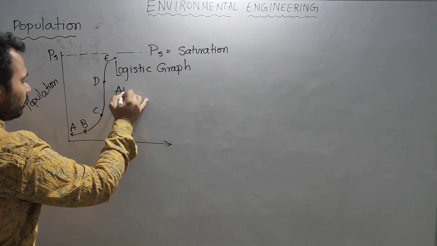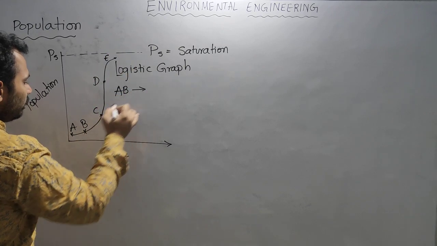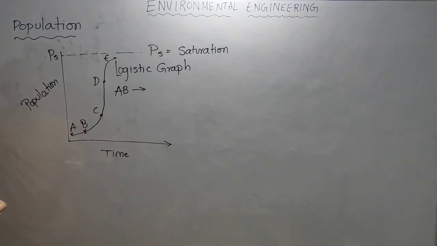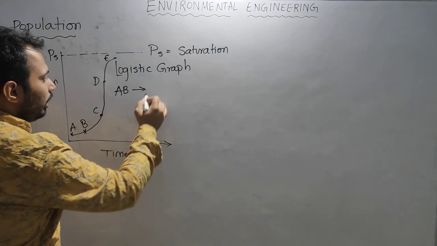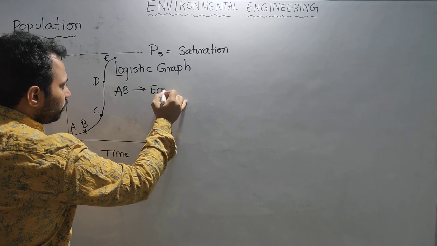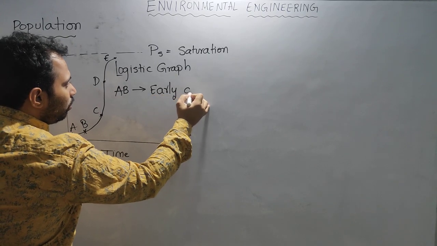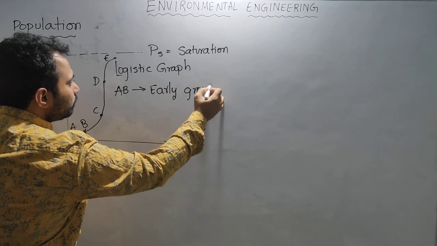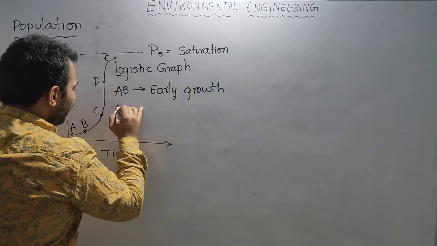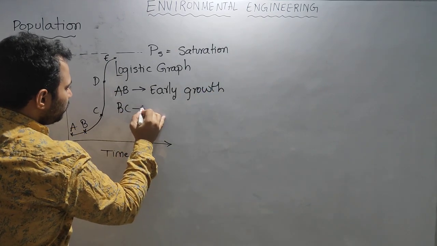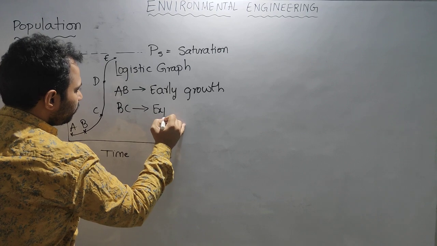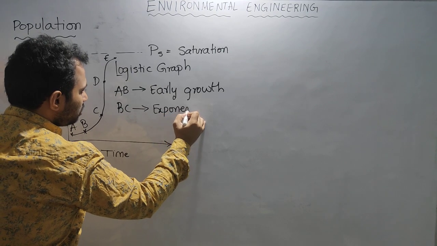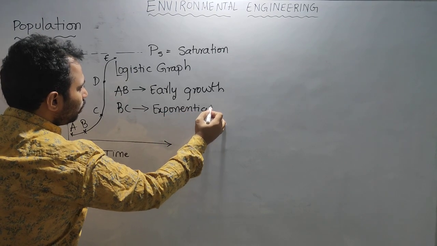See, AB, the curvature is very small, a gentle curvature. So here it is early growth. We call this early growth. And BC is exponential growth.